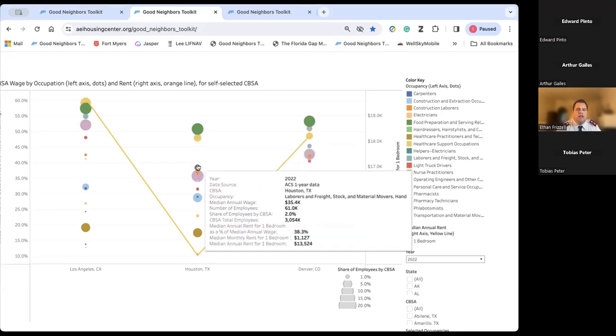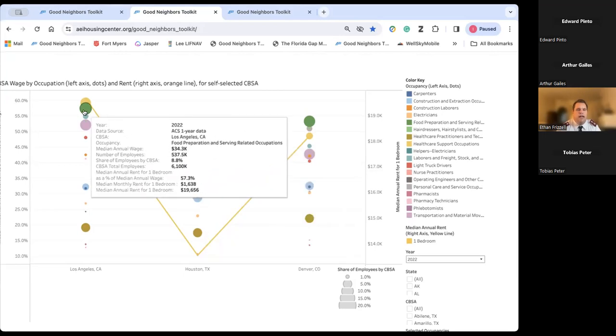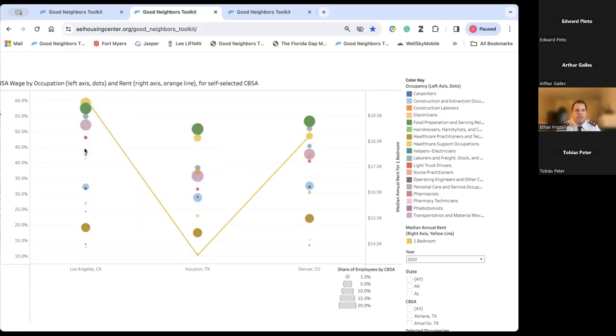And you can change and go down the dots. So if we look in LA, we see that the median annual wage for food preparation and serving is 34,000, roughly 500,000 people in those spaces, 8.8% of the job market. 6,100 people in that space. But a rent would take about 57% of your income. And so again, they would have to have a second income, which of course would be pretty standard, but you can go down and see different jobs.